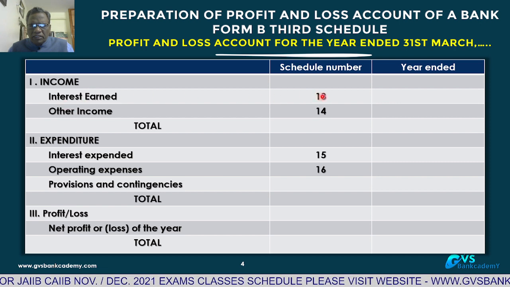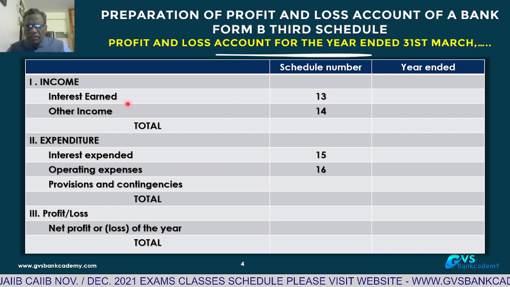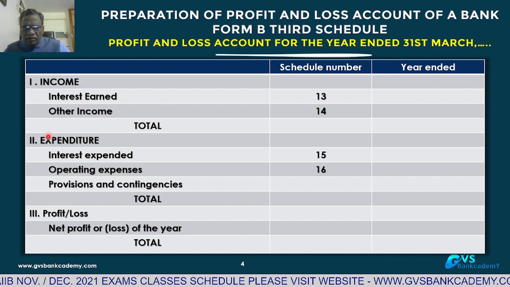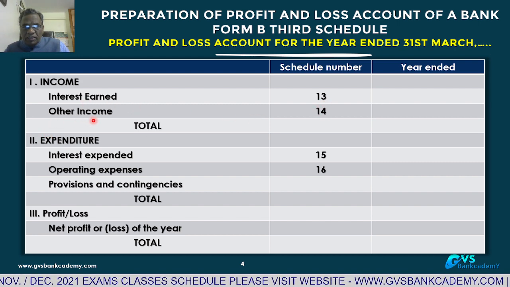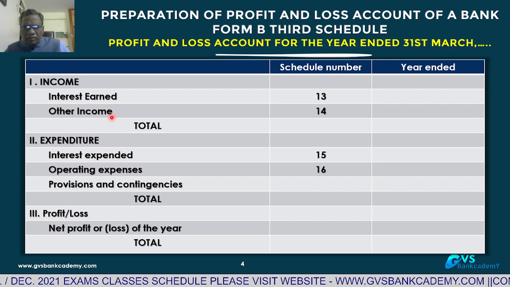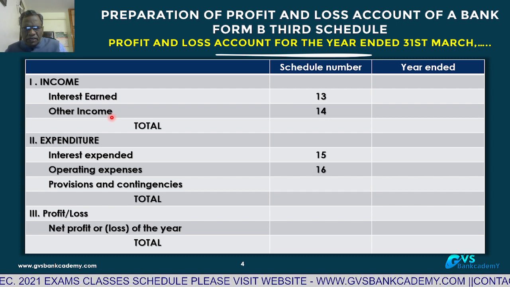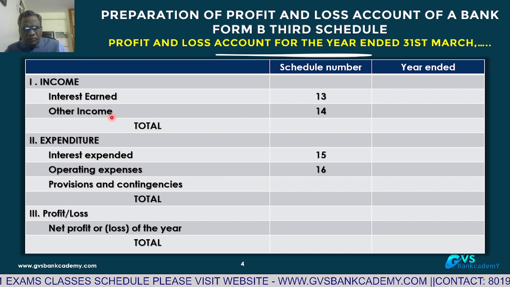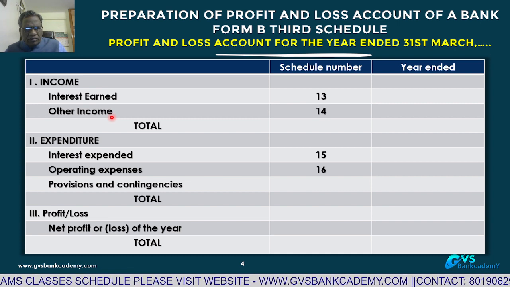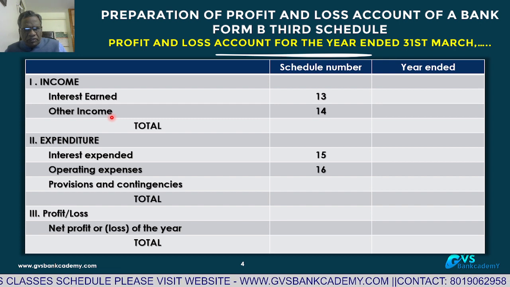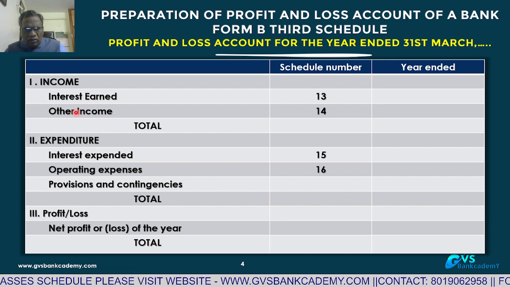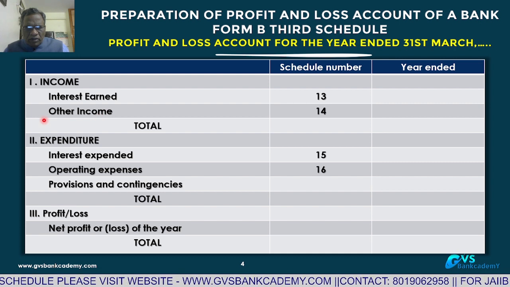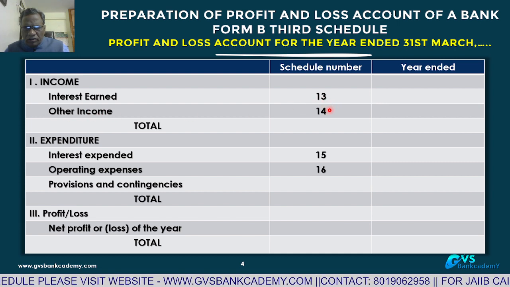Interest earned means interest on advances. That is P&L schedule number 13. Schedule number 14, other income. Other income means exchange, commission, dividend on investments, profit from sale of fixed assets, profit from sale of foreign currency, all will come under other income. Processing charges, exchange, other income, schedule number 14.